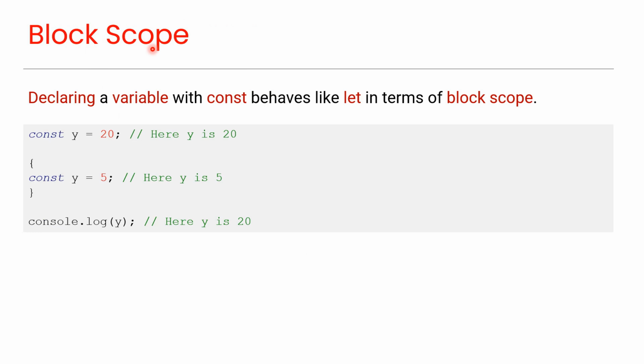Block scope. Declaring a variable with const behaves like let in terms of block scope. In this example, this y declared within the block is entirely separate from this y declared outside the block.